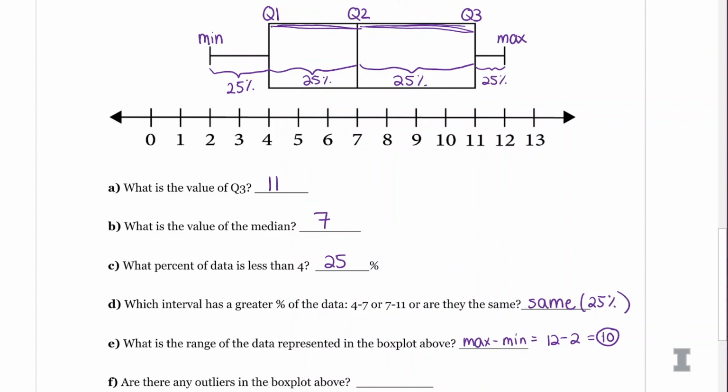Last question, Wade already answered. Are there any outliers in the box plot above? I'm going to go ahead and say no because I see no dots. So that is how you read a simple box plot like this. And hopefully as you create box plots in Python, now you know how to read them.